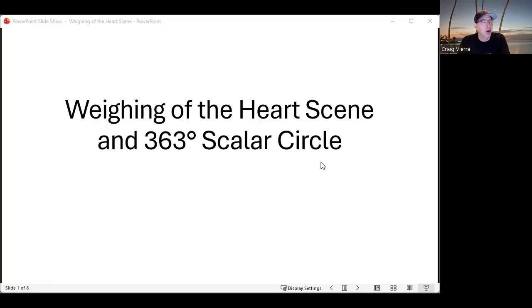Okay. All right. So we're going to look at this glyph or this scene, and it is found in a lot of funerary ceremonial examples. So we're going to look at this. It's called the weighing of the heart, and I'm going to connect it to the 363 circle. So let's go ahead and do that. I'm going to just drag this over here a little bit. Okay. All right, so let's go here.